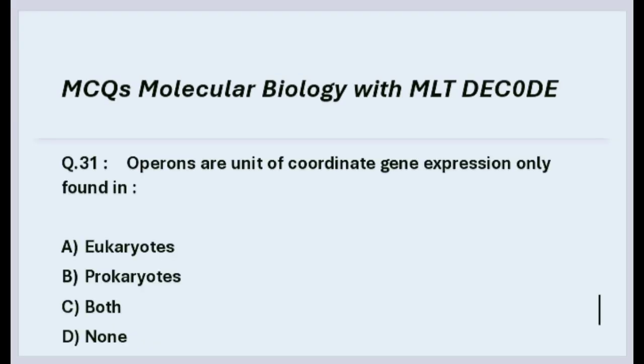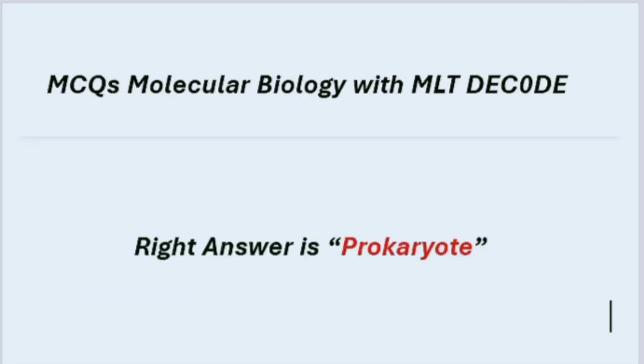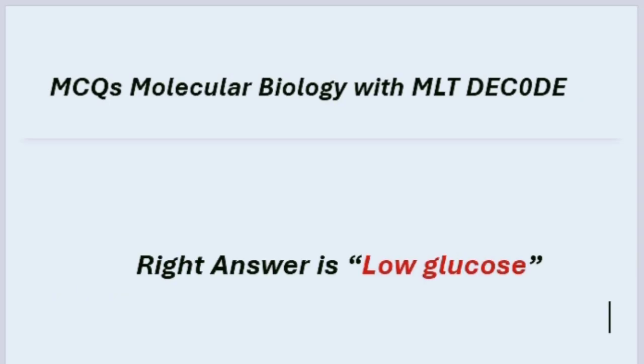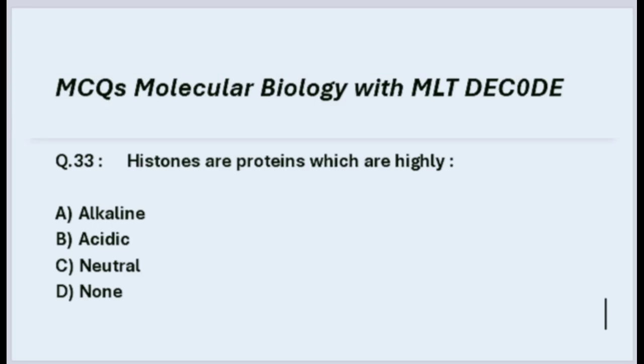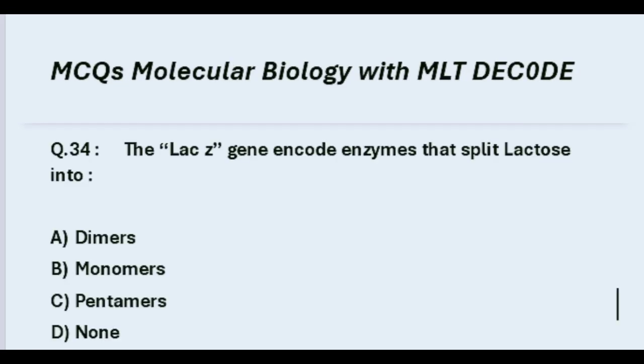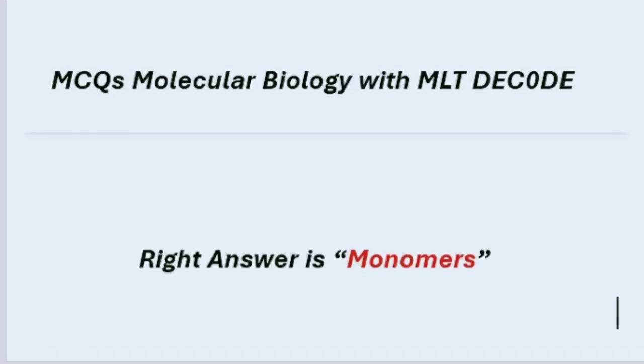The next is: an operon, or unit of coordinated gene expression, is only found in eukaryotes, prokaryotes, both or none. The right is prokaryotes. The next is: catabolite activator protein is only active when glucose level is high, moderate, low or all of these. The right is low glucose. The next is: histones are proteins which are highly alkaline, acidic, neutral or none. The right is alkaline.